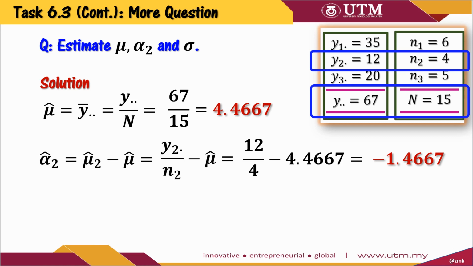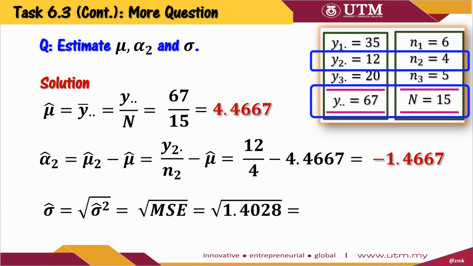Finally, the estimate of population or error standard deviation sigma is by taking the square root of MSE. Taking the square root of MSE obtained from the ANOVA table, you can then obtain the estimated sigma, which is 1.1844.